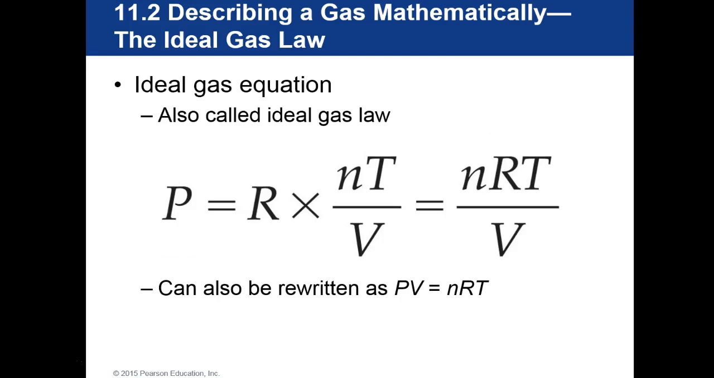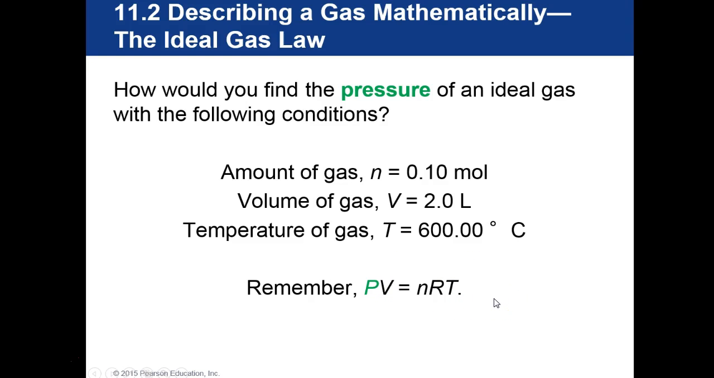So the ideal gas equation can be found here. But this is the one I want you to really memorize: PV equals nRT. And it's kind of nice because it rhymes. PV equals nRT. So we're going to be able to solve for any part of this gas law if we know all of the other parts. If we know everything but P, we can figure out P. If we know everything but n, we can figure out n.